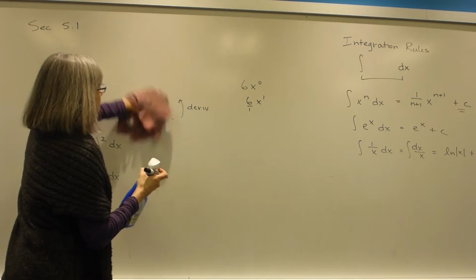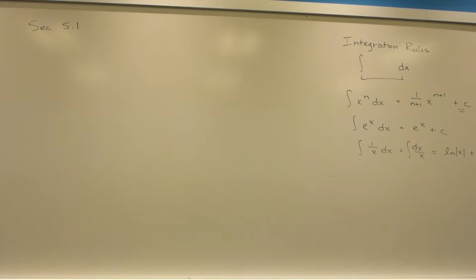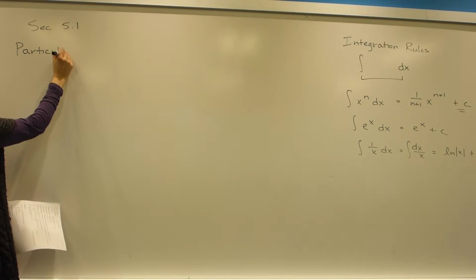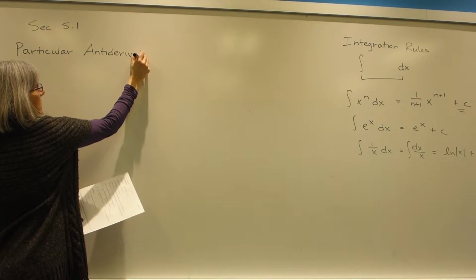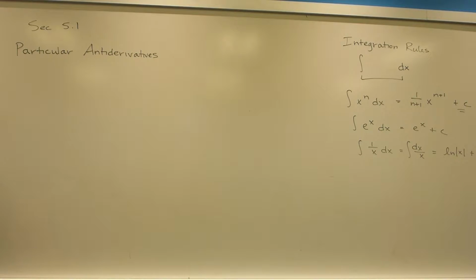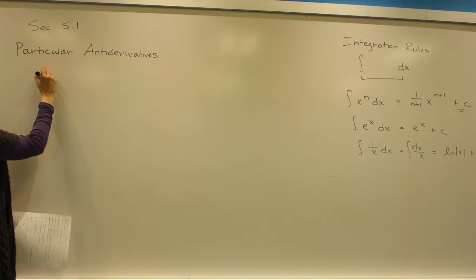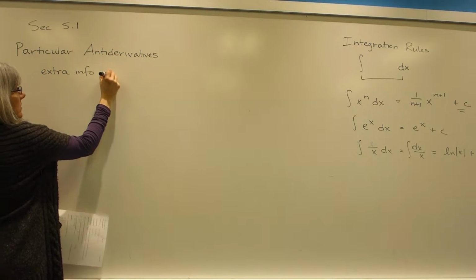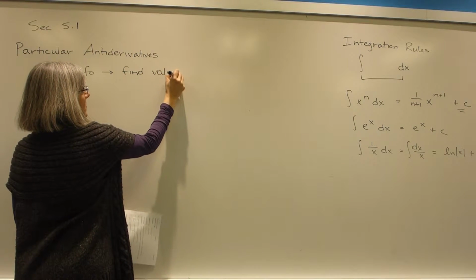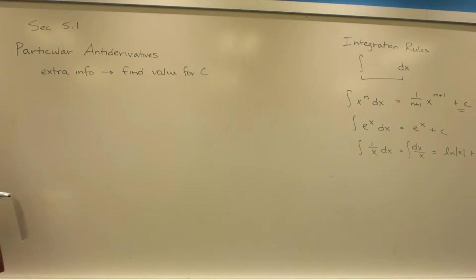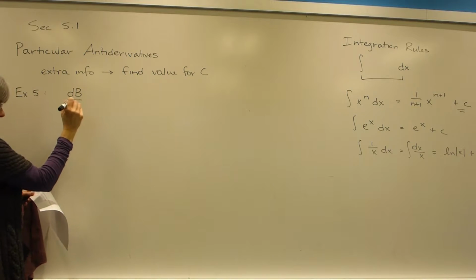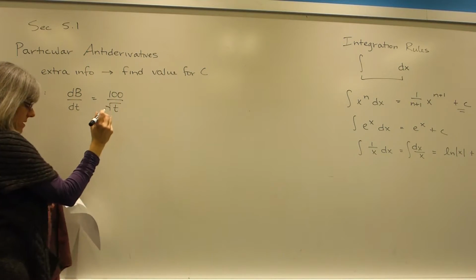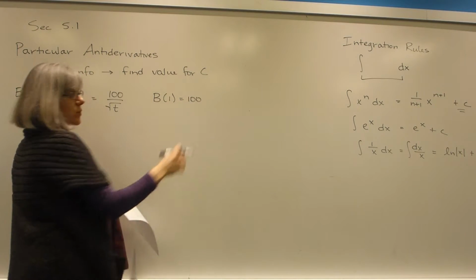So this was general, now we're going to look at specific solutions. And the phrase we use, specific makes sense, but particular solution or particular antiderivatives, that's the math language. Okay, so this is just where you have more information, so you can find a value for C. Okay, so here's one. You know that dB/dt equals 100 over square root t, and you know that B of 1 is 100.